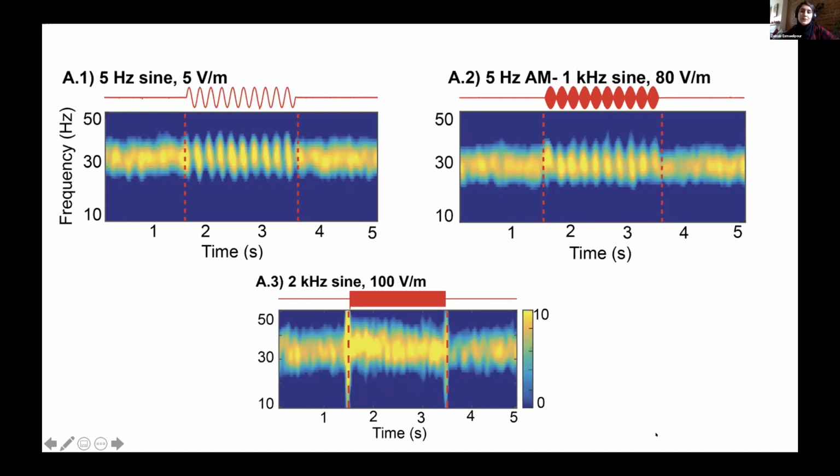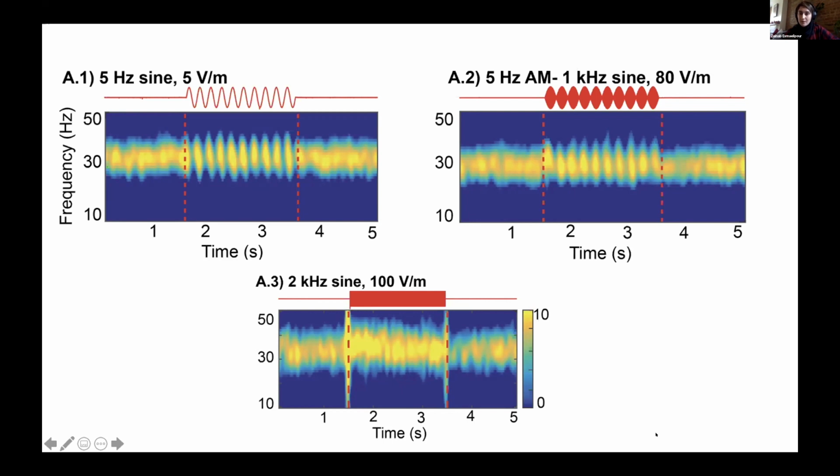In the low frequency, which is 5 Hertz here, you can see that ongoing gamma oscillation is modulated by the amplitude, by the sinusoidal waveform. And I was able to resolve the effect for even lower than 5 volt per meter, but the spectrogram that I'm showing here is for 5 volt per meter.